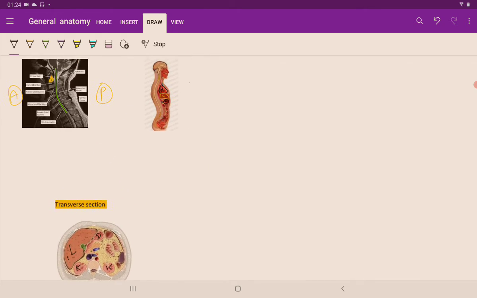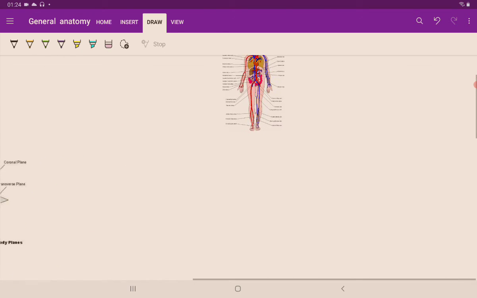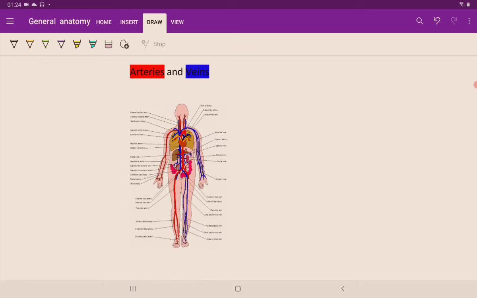Now let's go to the last topic. Last topic is arteries and veins. See here guys, this is a very interesting topic where many people go wrong. Arteries and veins. Arteries are the blood vessels which carry oxygenated blood. The veins are the blood vessels which carry deoxygenated blood. This is a wrong concept, guys. This is a very wrong concept. Forget these things. Never think of arteries and veins like that.